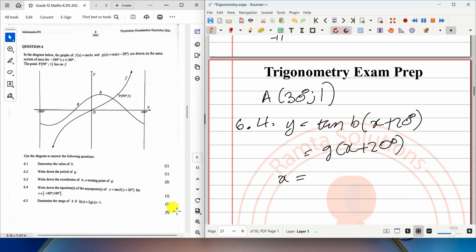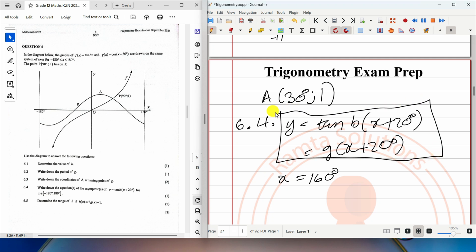Hence, it is only one mark. So it is 160 degrees. This is me trying to show you what is happening. So it is x equals 160 degrees. Okay, perfect.